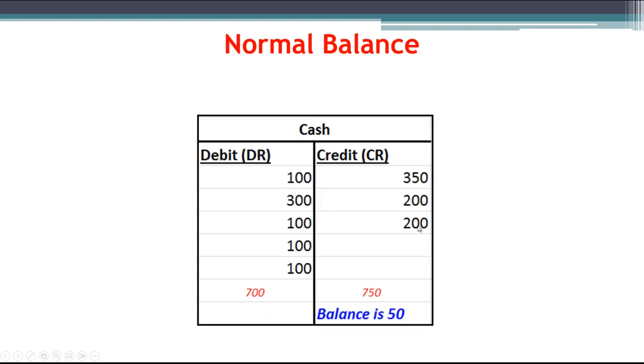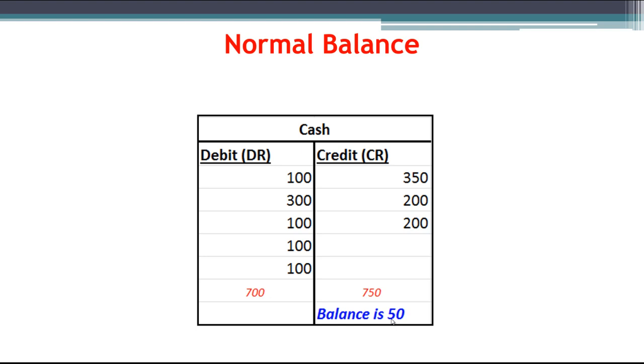Now here's the trick. We added another $200 on the credit side, which now pushes the credits above the debits. Our balance is now $50 on the credit side. For cash as an asset, that's abnormal. That should not happen. That means we essentially have a negative balance. Again, you're not going to see a negative sign anywhere here, but on the balance sheet, if we were doing that, it would be a negative balance.